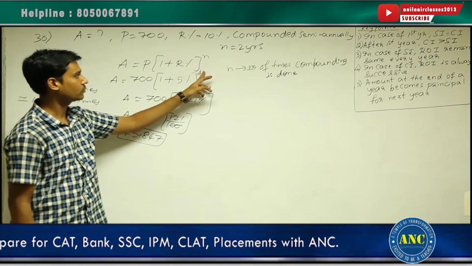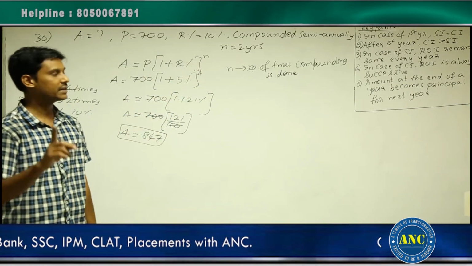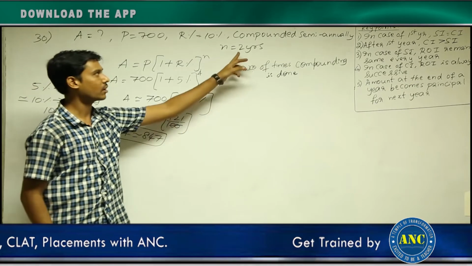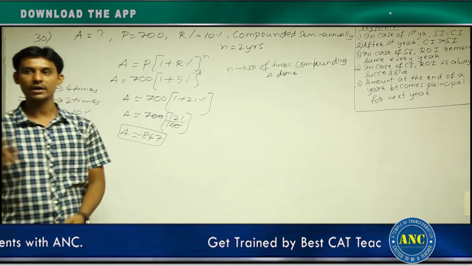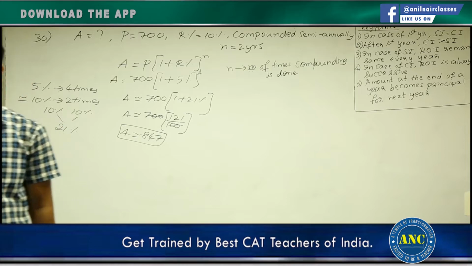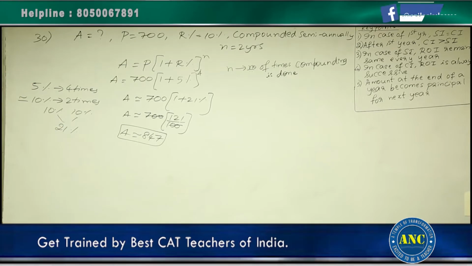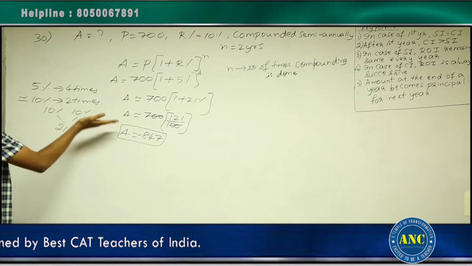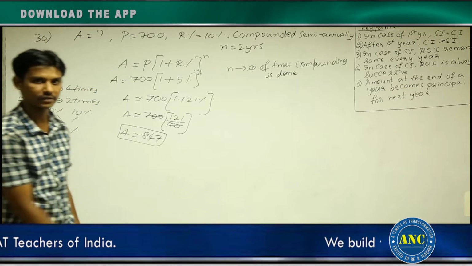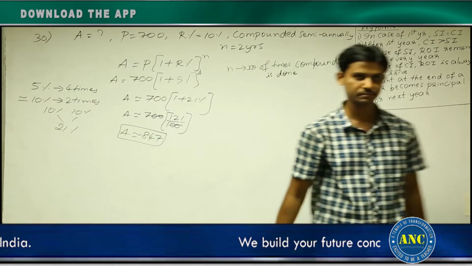Why n is not 2, why n is 4? See here. In 1 year I am meeting you 2 times. But what is the number of years given in the question? 2 years. In 1 year I am meeting you 2 times. In 2 years I will meet you 4 times. N is 4. Understanding? Afterwards, it is what we discussed previously. Same logic applied, you will get the answer. Clear, right, everyone?